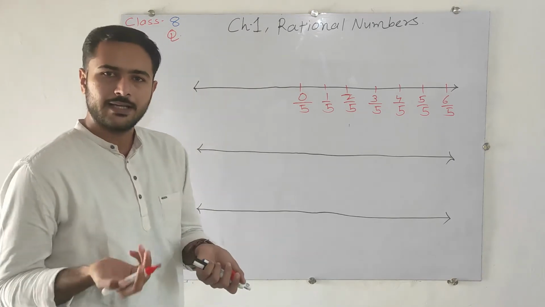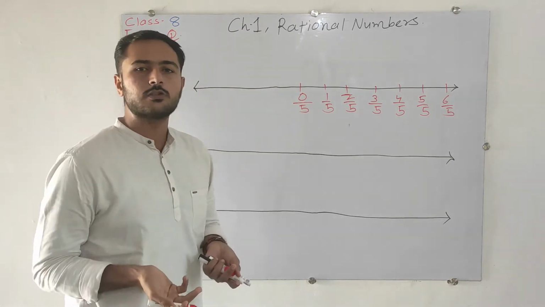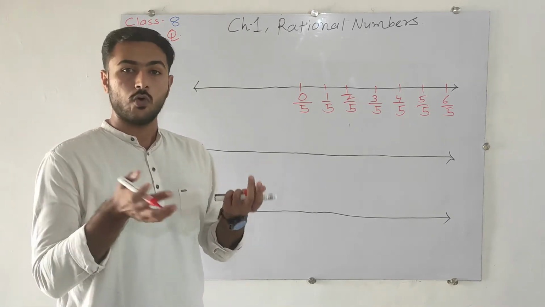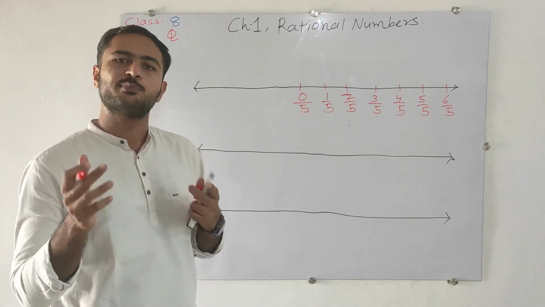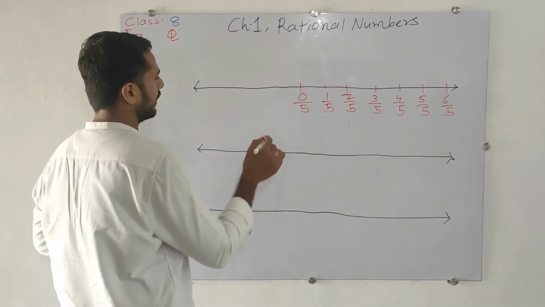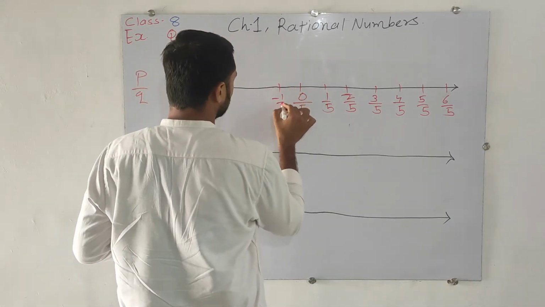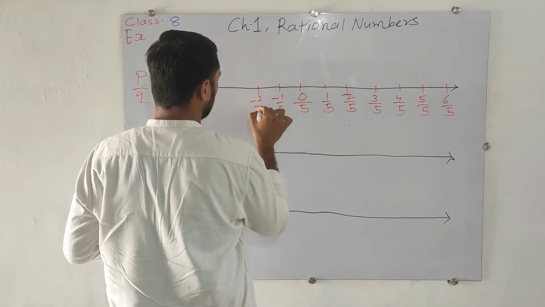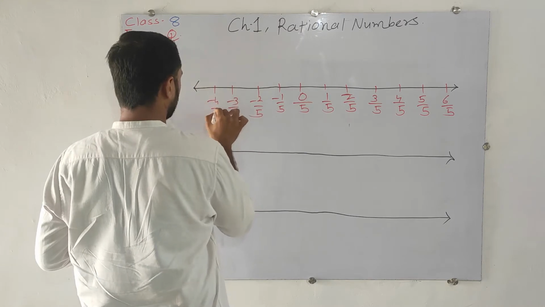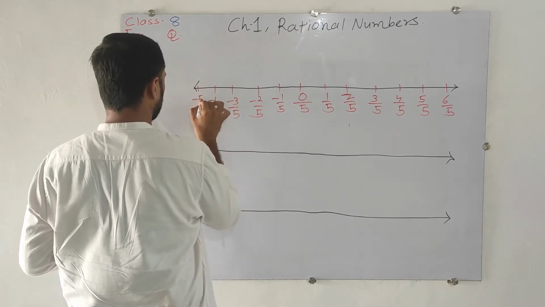Now on the left hand side again we can represent the negative also because negative numbers are also known as rational numbers. Not all, but those which are in the form of minus P by Q, they all are negative rational numbers. So simply I can do minus 1 by 5, minus 2 by 5, minus 3 by 5, minus 4 by 5, and here that's minus 5 by 5.